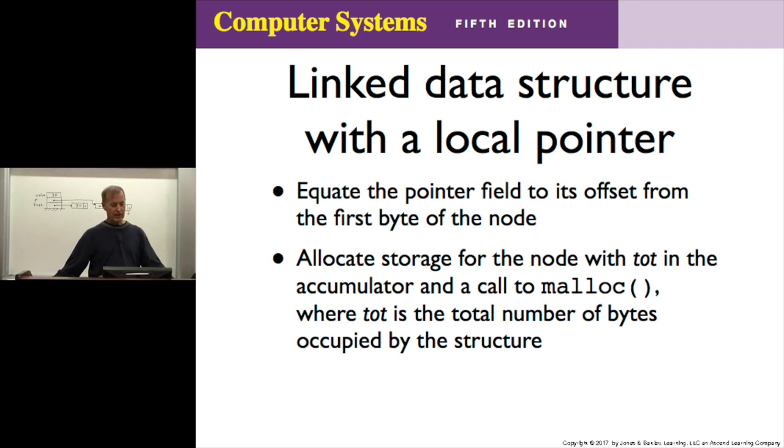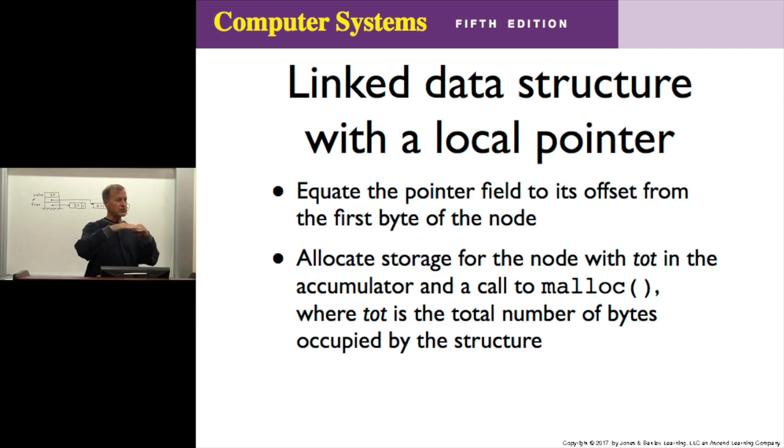The recipe for how to translate a linked data structure with a local pointer. So first you equate the pointer field to its offset from the first byte of the node. Now, because you see in an array, the offset from the first byte of the array is stored in the index register, right? So that's the offset.